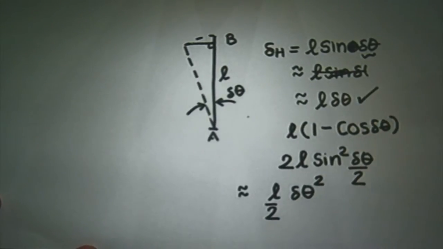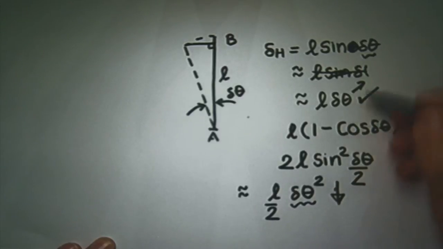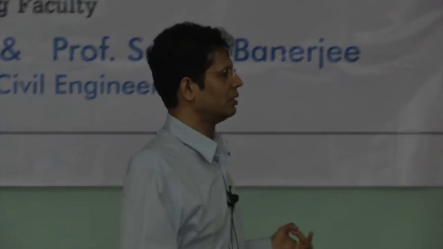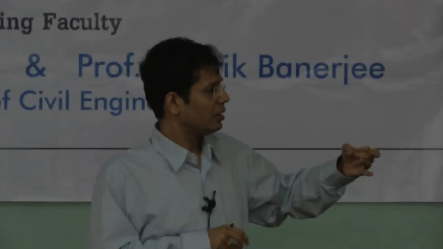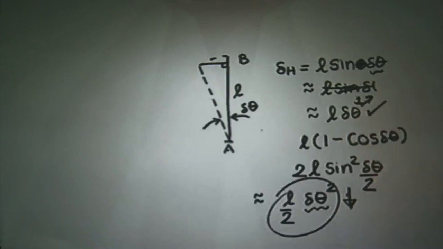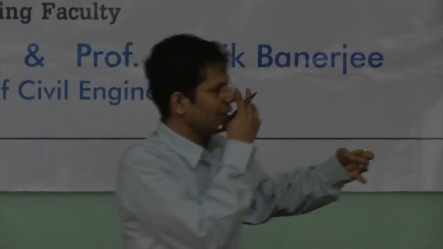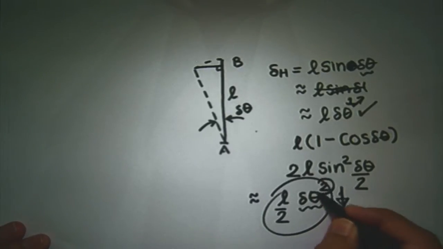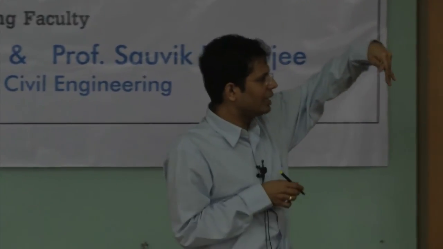So what we are saying is that delta H to the leading order is L delta theta, and delta y to the leading order is L delta theta square. But because delta theta is small, this quantity is much larger compared to this quantity, because when delta theta is small, delta theta square becomes even smaller. So we say that to the first order, the only dominant displacement is horizontal. Why first order? Because delta theta to the power 1, so that is first order. And then we say that to the second order, the displacement of the vertical point is delta theta square.